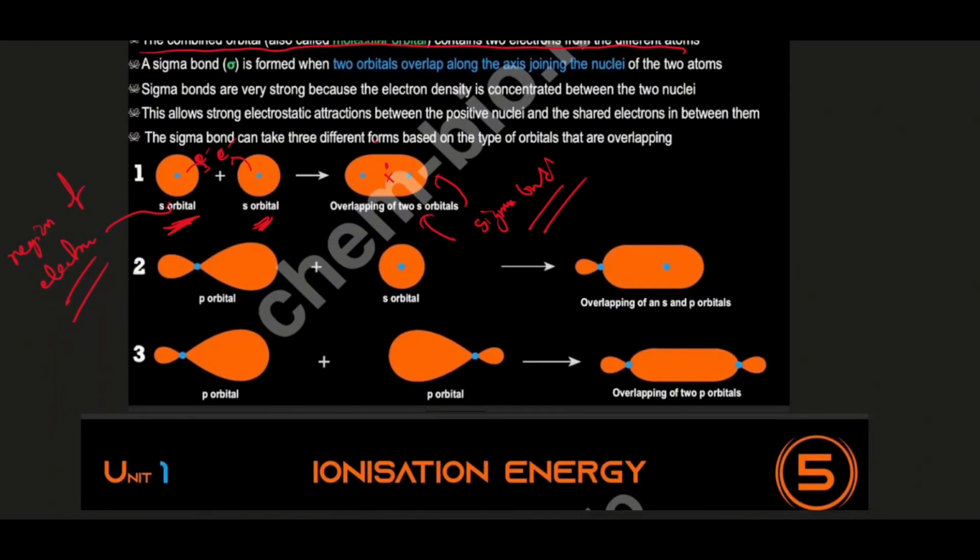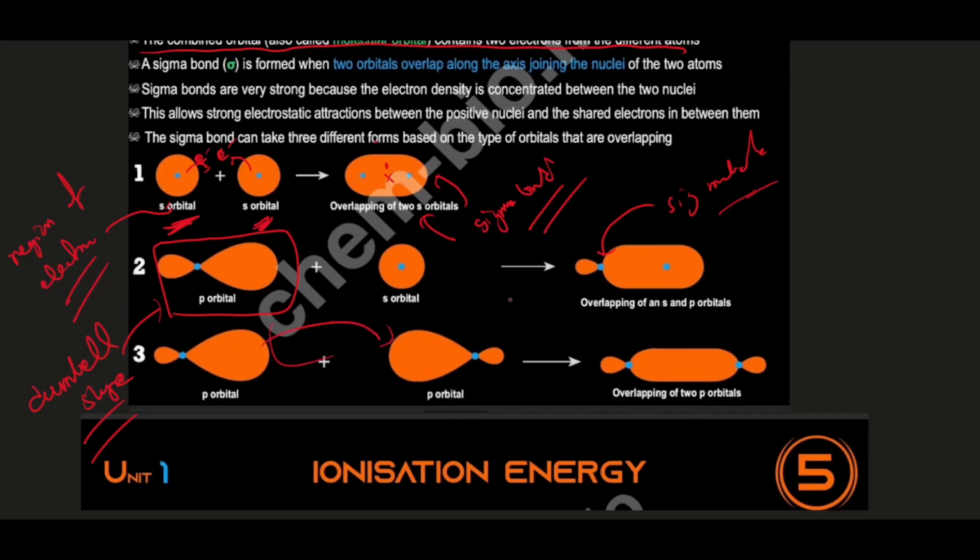Now there are other ways sigma bonds can be produced. Say, for instance, the p orbital. You know the p orbital is dumbbell shape, isn't it? It's given in the book. So when a dumbbell-shaped p orbital overlaps with an s orbital, this can also result in the production of a sigma bond. So actually there are three combinations when sigma bonds can be produced: the overlapping of two s orbitals, the overlapping of one p orbital and one s orbital, and the overlapping of two p orbitals. Am I clear? In all three cases, the bond produced is a sigma bond.